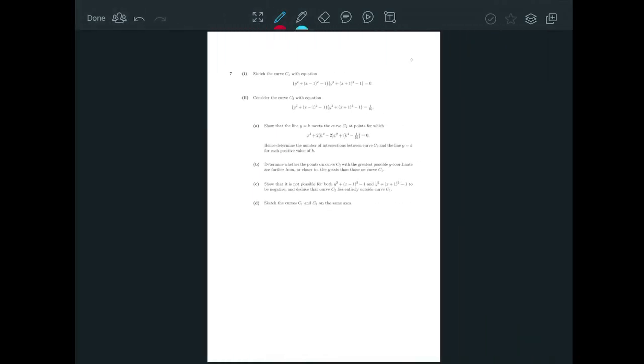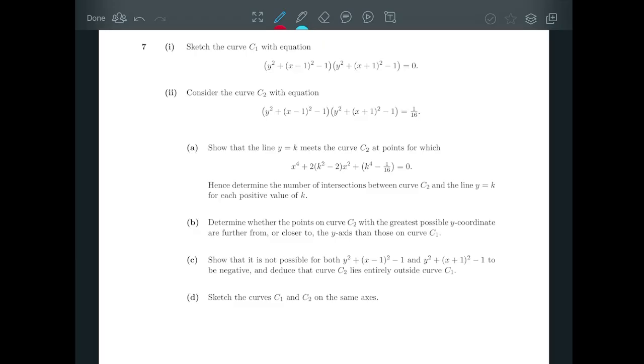Question 7. Now, the word sketch both brings fear and joy to my mind. Sketch is implying we're going to have to think geometrically about some stuff, but sketching curves is one of the most powerful techniques for high-level mathematicians. Flicking through the rest of this looks like a no. This is going to be thinking about the geometry of curves, thinking about intersections, being quite creative with how you draw things. This is likely an avoid question for my skill set.